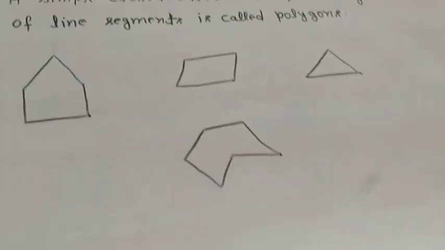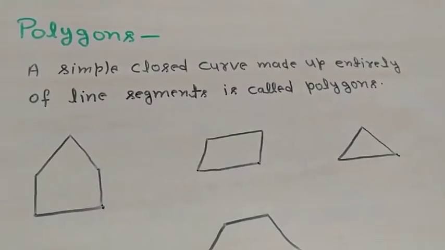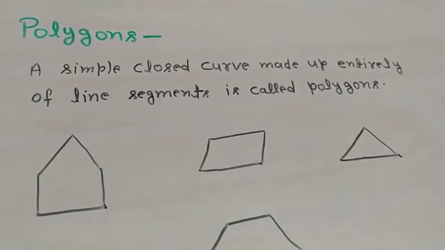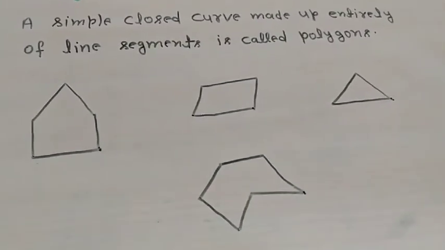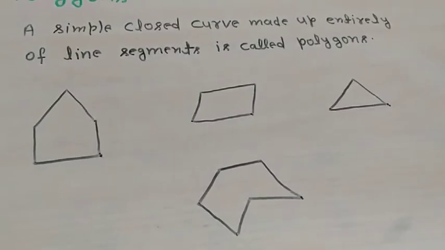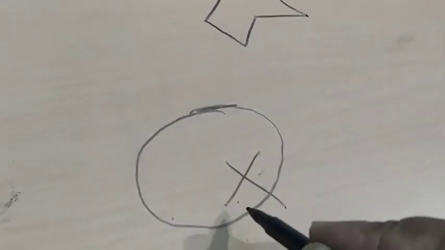So according to the definition, you can see a simple closed curve made up entirely of line segments is called a polygon. Okay, so all these figures you can see here are made up entirely of line segments, so they are polygons, but here this is not made up of line segments, so this is not a polygon. Okay, let's see another example.